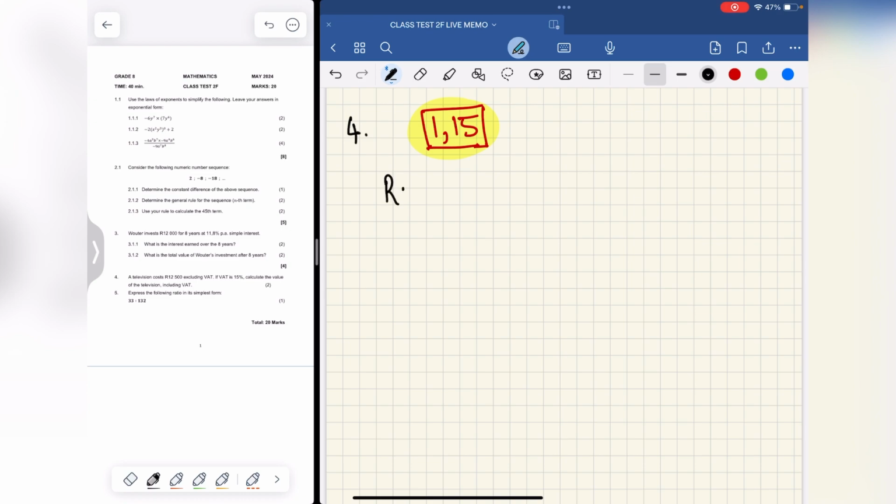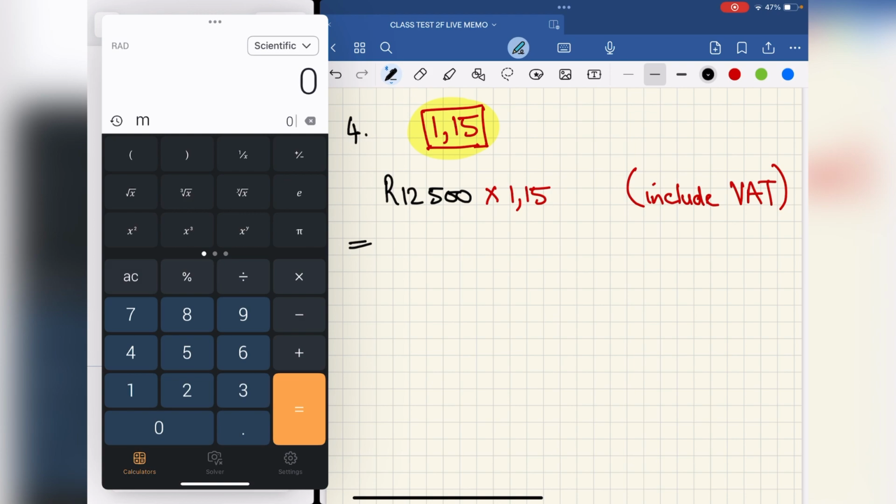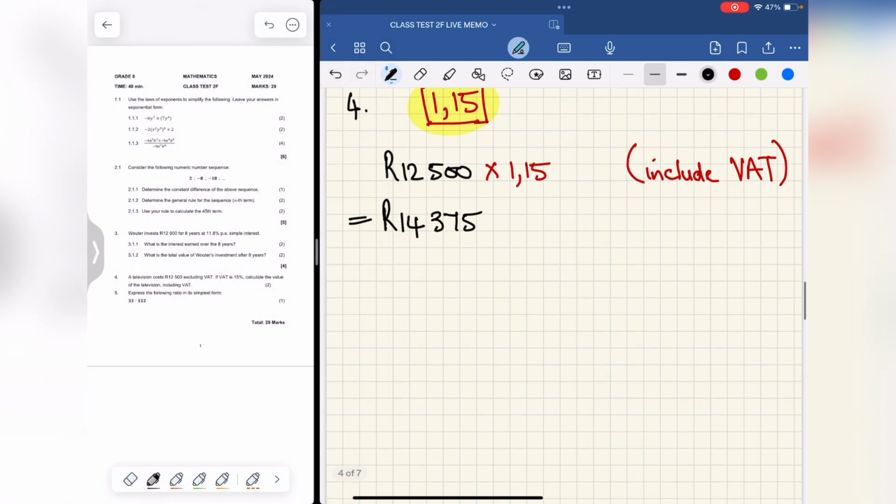So 12,500 Rand, and we are now going to multiply by 1,15 because we want to include the VAT. And that simply means taking your calculator, saying 12,500 multiplied by 1,15, and it gives you your answer immediately. It is 14,375, and that is it. You're done.